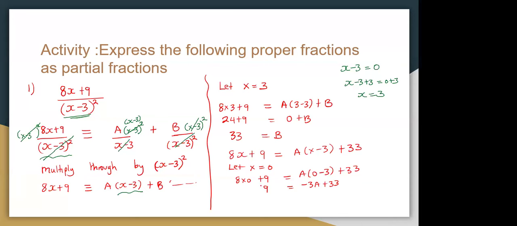So when we take the 33 this side, we shall have 9 minus 33 equaling negative 3A. So 9 minus 33 gives us negative 24, which equals negative 3A. And therefore, when I reach that point, I'm going to divide by negative 3. So I'll have negative 24 divided by negative 3 equals negative 3A divided by negative 3. So when you get 24 divided by 3, you end up with 8. So 8 will equal A. So that's how you obtain your A.